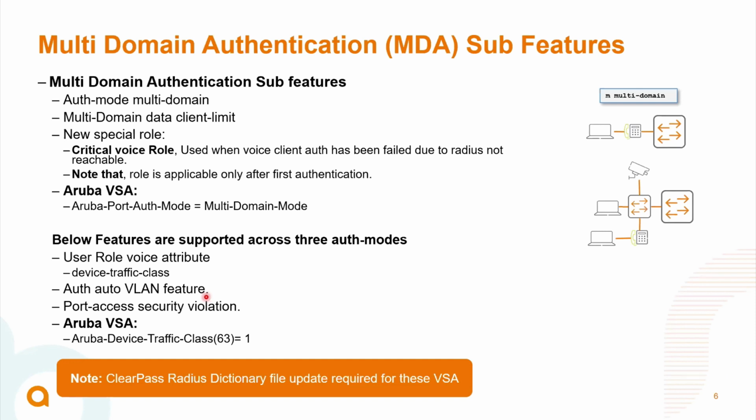In that case, you can go to those clients and change the egress VLAN for those clients only, without touching the authenticator AOS CX switch. You can change that from the ClearPass. That is a use case.